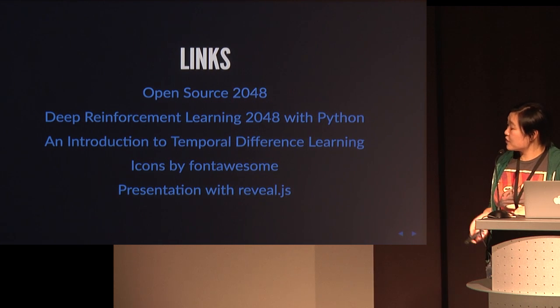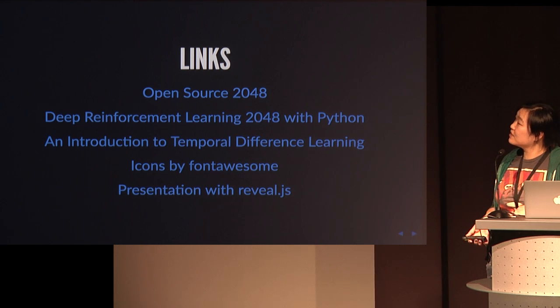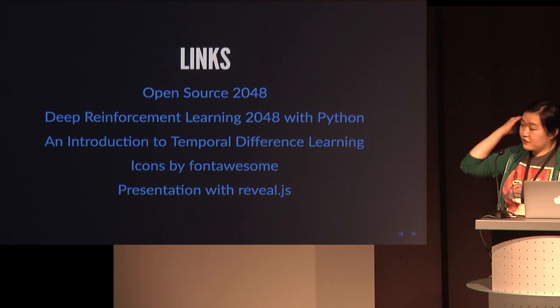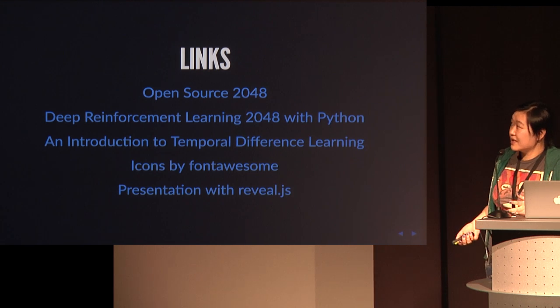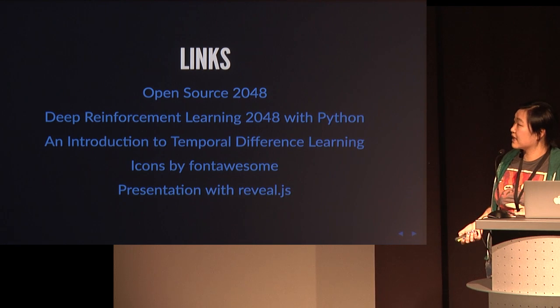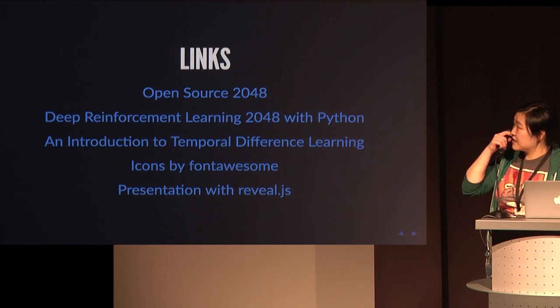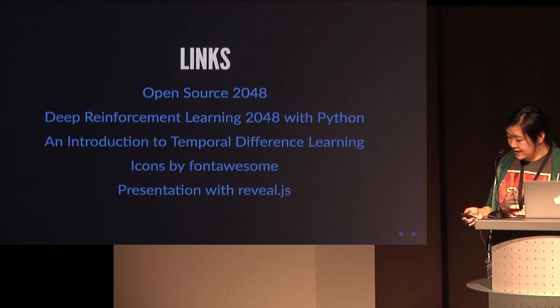The first one is open source 2048. That's the game. Then there's this, oh nice, I didn't know this. This is a paper where someone already tried to do deep reinforcement learning with Python for the 2048 game. I think he just rewarded wins with 1 and losses with 0, and said it didn't work so well. So you can look into what he did, it's pretty interesting actually. Then there's this introduction to temporal difference learning. That's more of a scientific paper, but you can still understand it. If I didn't explain anything too well, maybe you can look it up there. And then icons, presentation, reveal.js, great.